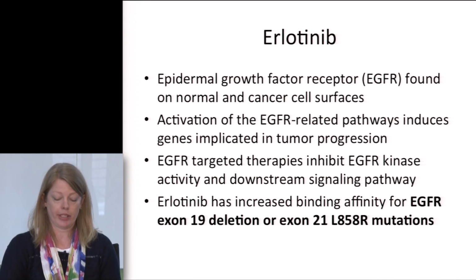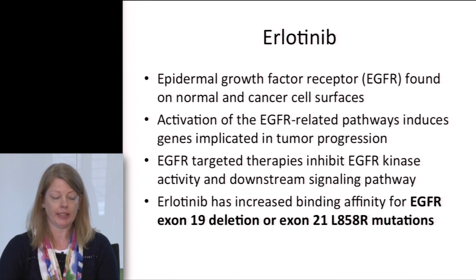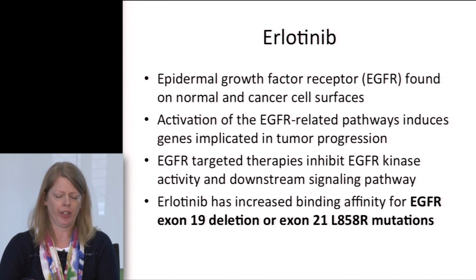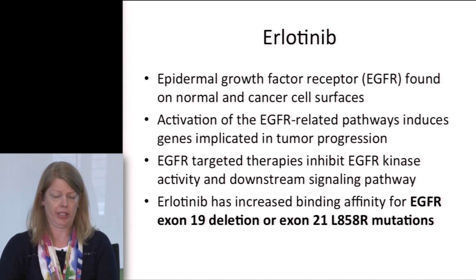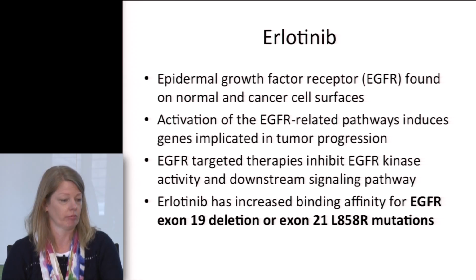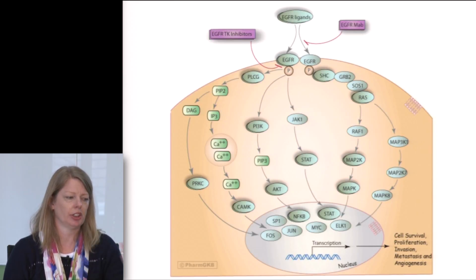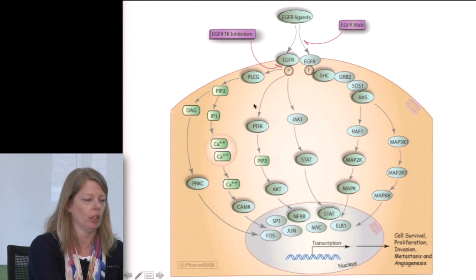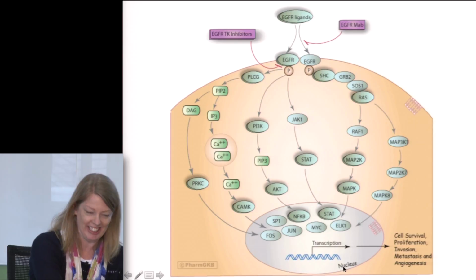Erlotinib is a particular drug that has increased affinity for particular variants of EGFR. So variations of EGFR where exon 19 is completely deleted, or there's a particular mutation in exon 21, it has increased affinity for those variants. This is a pathway of EGFR. You can see this on PharmGKB and read about it in more detail, just part of that cascade and how it leads to cell proliferation and survival.